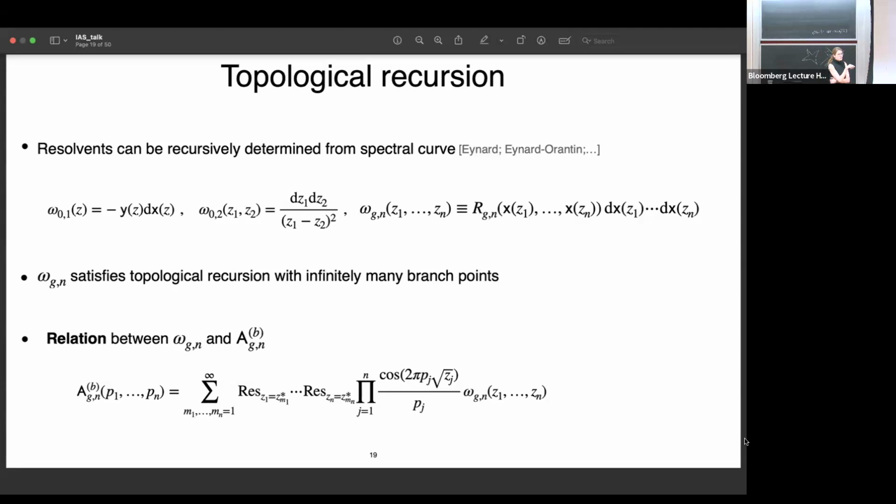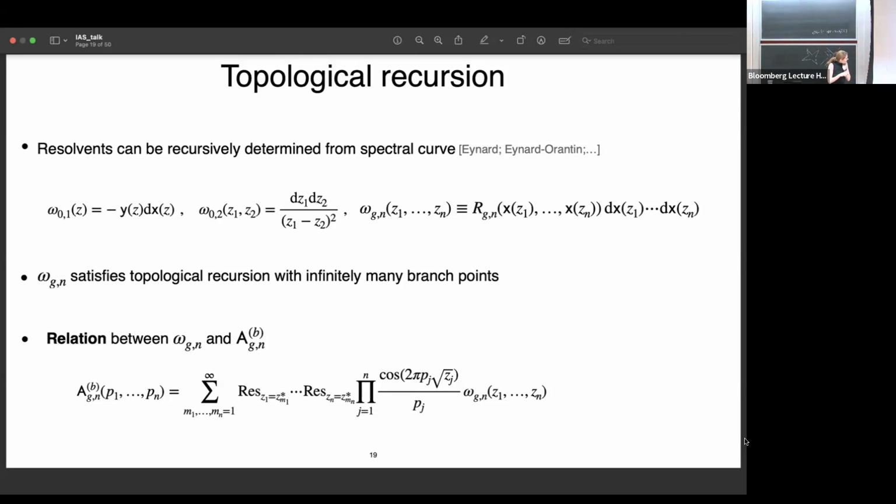So you add a bunch of differentials, and these omega g,n satisfy topological recursion. Because the spectral curve has infinitely many branch points, it's a topological recursion with infinitely many branch points. Going back to JT gravity, like in Saad-Shenker-Stanford, it was a topological recursion with a single branch point at z equal to 0. So here we're doing the same, but now with infinitely many branch points.